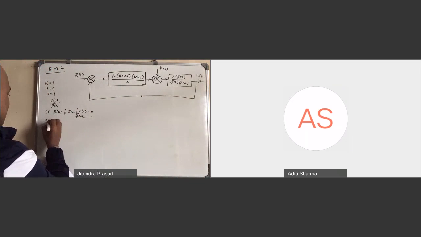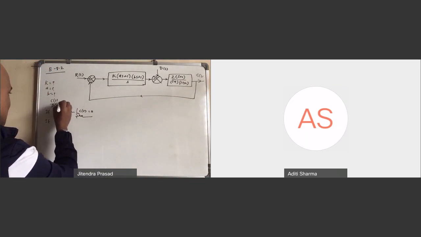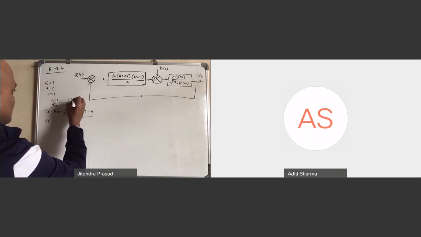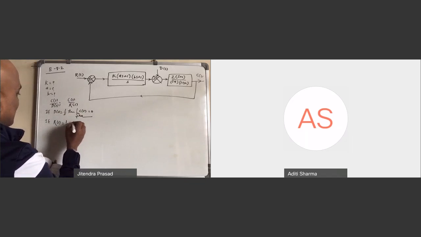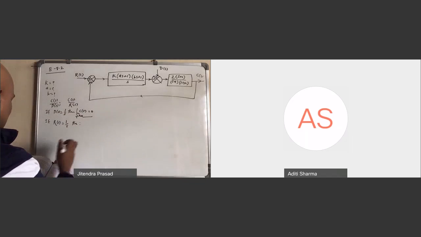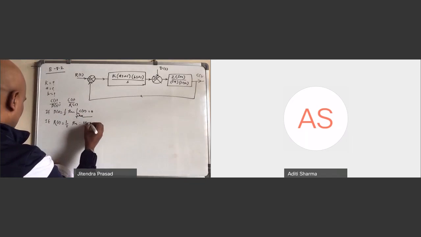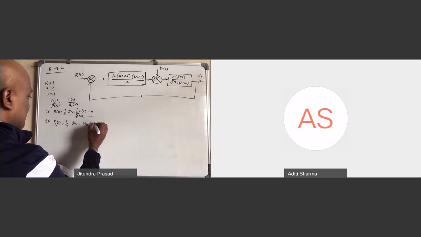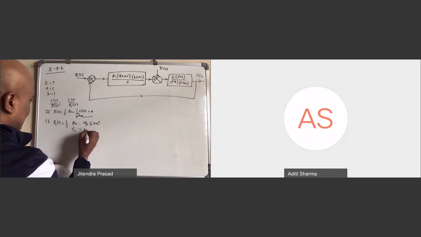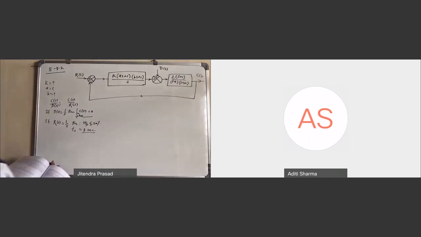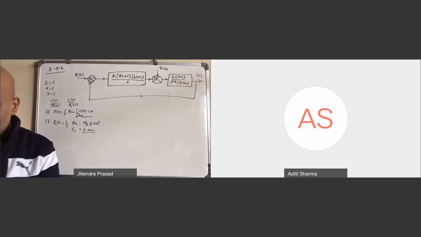The second thing is you have to find out C(s) over R(s). In the second case, if R(s) equals 1 over s, then it is telling you the maximum overshoot Mp should be less than or equal to 20%, and settling time Ts should be equal to 2 seconds. Okay. So how to solve it?